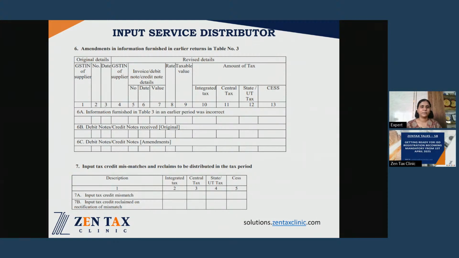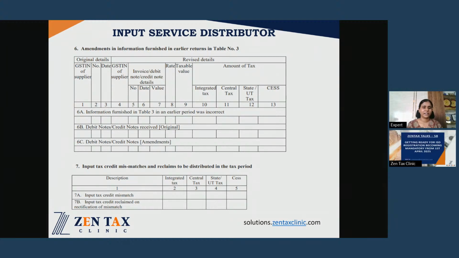Table 6 provides for any amendments in information furnished in earlier returns in table 3. That is, if we have filed any return in the previous months and we need to make any amendments, then we can do the amendments in table 6. In table 6, we need to specify the original details, that is the previously filed return details, and the revised details. In tables 6B and 6C, any amendments related to credit notes or debit notes should be mentioned. The original credit note and debit note should also be mentioned in table 6.